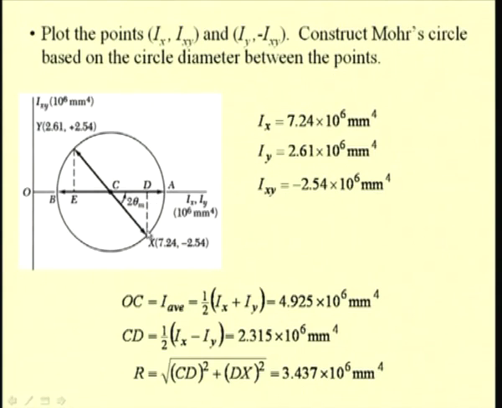The radius squared is CD square plus DX square, where CD is nothing but (Ix minus Iy) by 2 and DX is nothing but Ixy, that is the product of inertia. We first find the value of CD, which is 2.315 into 10 to the power of 6 mm to the power of 4, and DX is 2.54 into 10 to the power of 6 mm to the power of 4. From this we determine the radius as 3.437 into 10 to the power of 6 mm to the power of 4. So, on this diagram we construct the circle with center at a distance of 4.925 and with the radius of 3.437. So, this is the corresponding circle.